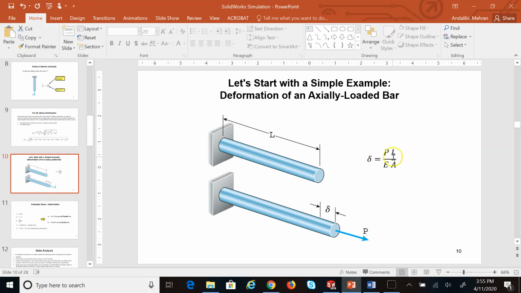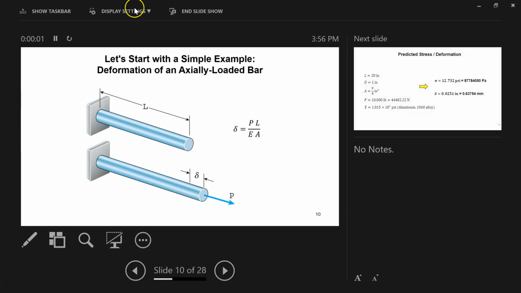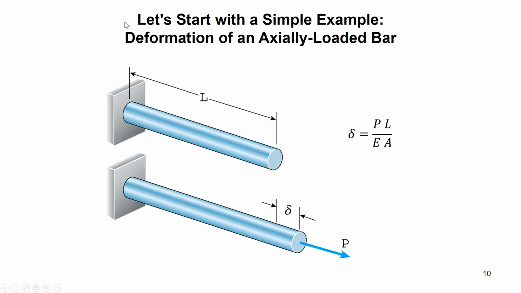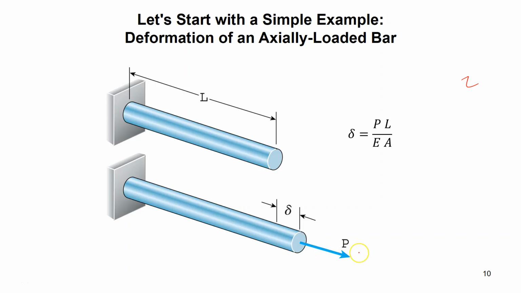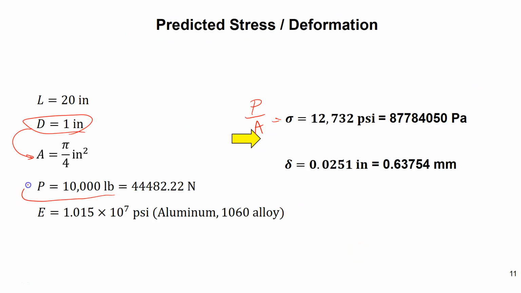How much longer is the rod going to be after this tensile experiment? If you take solid mechanics, you will learn that the normal stress in this part is sigma, which is the force P that you apply over the cross section of the rod. In this case, I want to choose a rod with a diameter of 1 inch, so from that you can find the cross section. And I want to apply a load P of 10,000 pounds on one end of it.